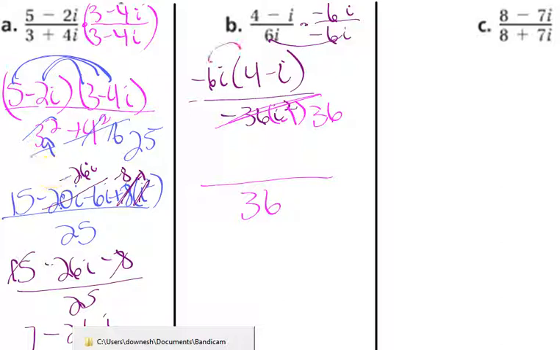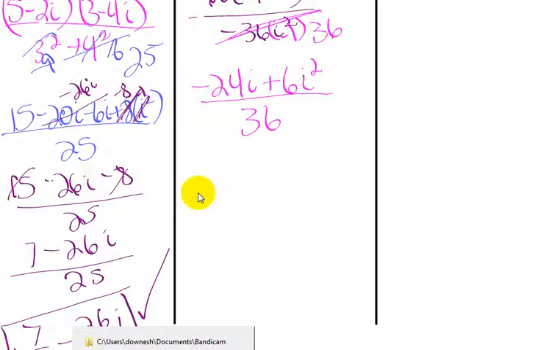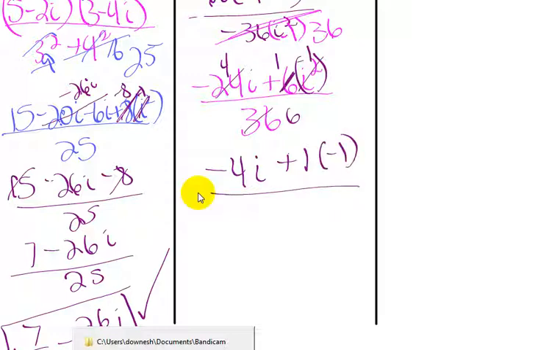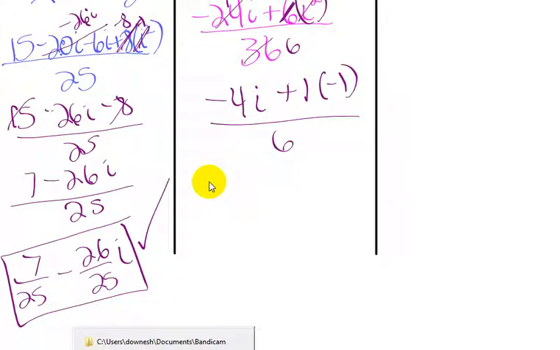Let's work on the top. So negative 6i times 4 is negative 24i. And negative 6i times negative i is a positive 6i squared. Now, we can see that we can take a 6 out of every term here. So let's simplify in 1, 6, and 4. So we have negative 4i plus 1, and i squared is negative 1. So times negative 1 all over 6. Okay, so this 1 times negative 1 goes to negative 1. So we have negative 4i minus 1 over 6.